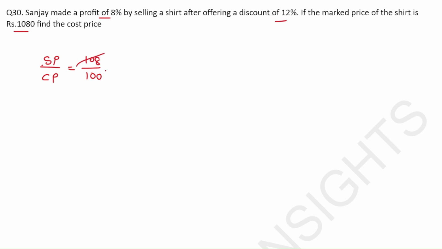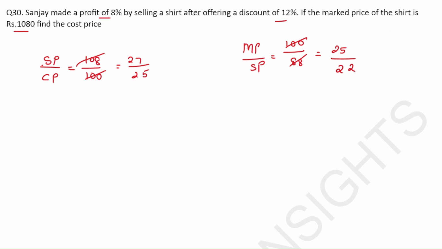So if you convert it in the simplest form, this will be 27 by 25. And then if we're talking about discount, that means we're talking about mark price by selling price. So if the mark price is 100, after offering a 12% discount, you're selling it for 88, right? So convert it in the simplest form. So you will get this one as 25 by 22.